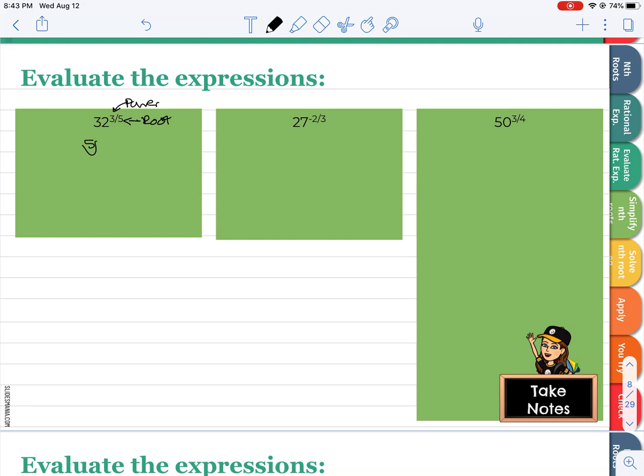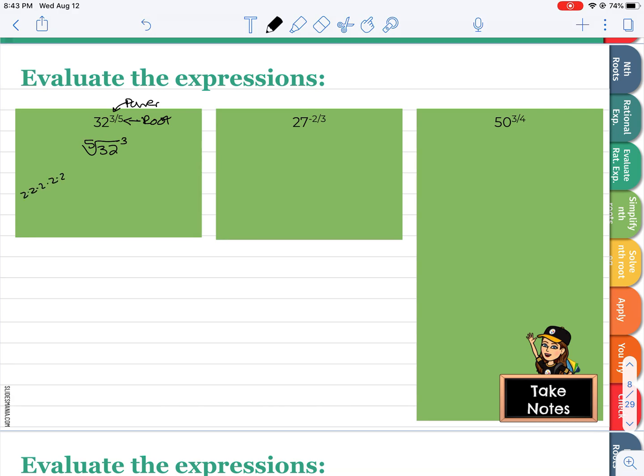So I can take 32 to the 3/5 and rewrite that as the fifth root of 32 to the third power. When I do the fifth root of 32, I have to say to myself, I've got to find a number that when I multiply it 5 times gives me 32. That number can't be very big. Okay, it has to be something small.